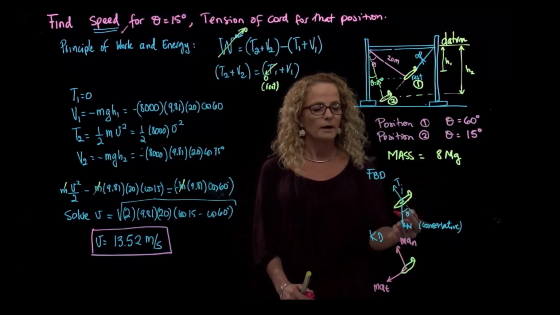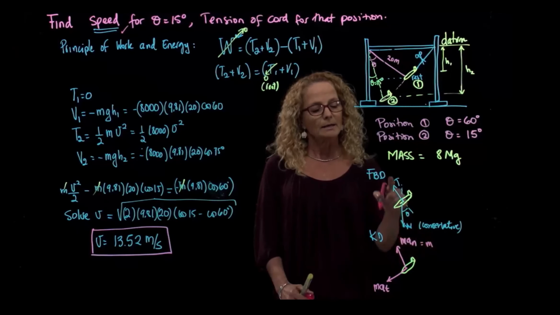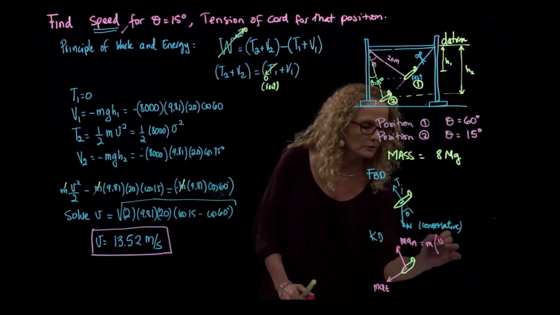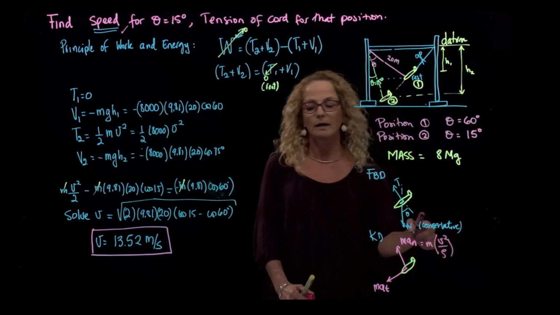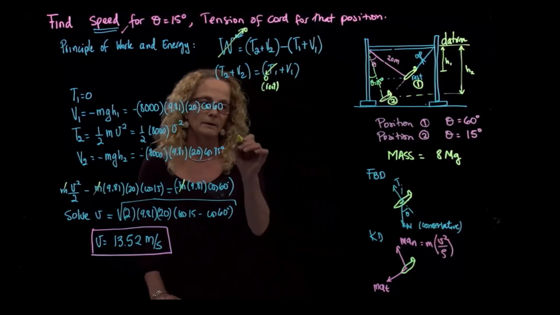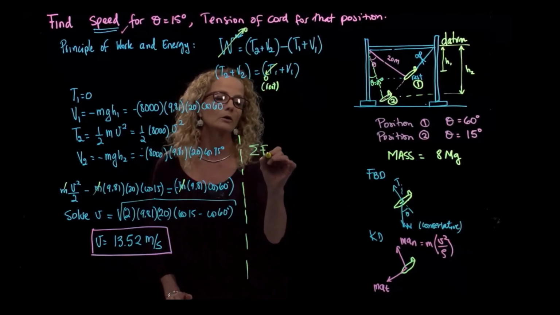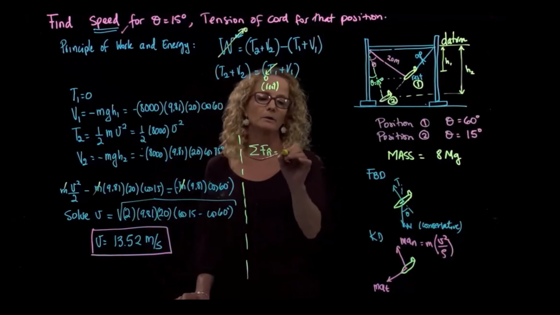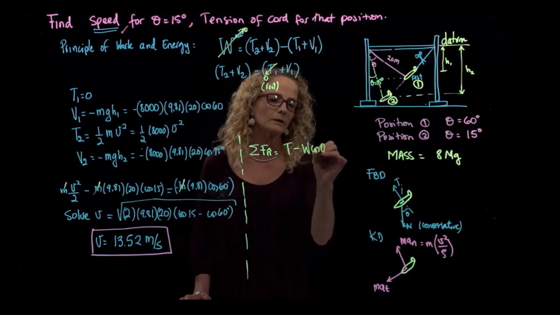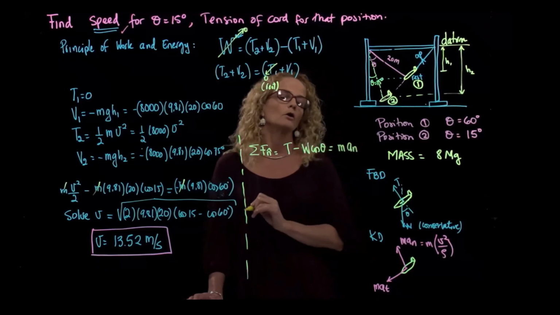Since what I want to find is the tension, I will add forces in my normal direction, which is this one right here. And the normal acceleration, we know that is the velocity squared over radius of curvature, and the velocity is the one we just found. To find tension of the cord, we add forces in the normal direction, and that will be equal to tension minus weight cosine of theta equals mass times normal acceleration.